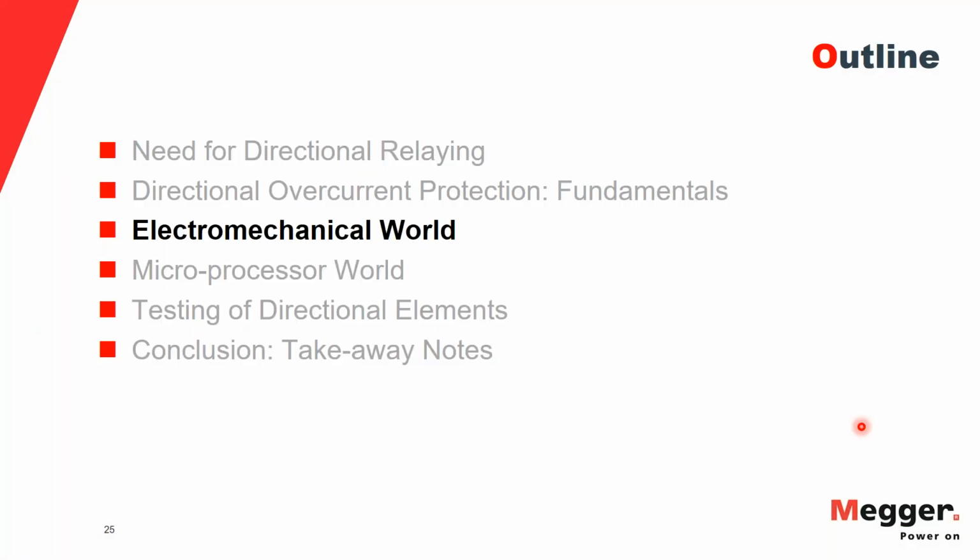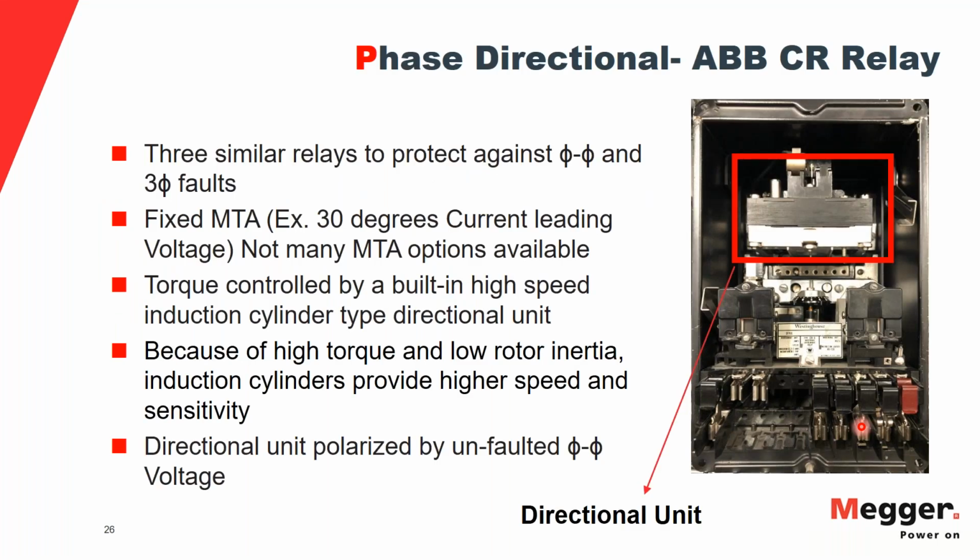Now let's take a look at the electromechanical world, what relays we have and how their operation works. I've taken here an example of a phase directional ABB CR relay. On the right side, you see the picture. The directional unit is an induction cup type, and then you have a time overcurrent unit sitting just below it, which is the induction disk type unit. That's your 51 unit, and that's your 67 unit. That's your directional check unit.